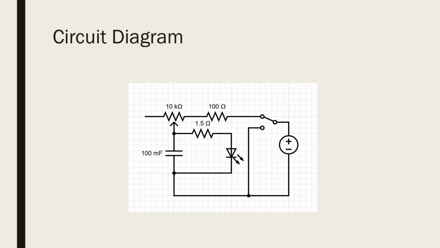In the setting it's currently in, it will lead the current through a 100 ohm resistor, then a potentiometer that can go anywhere from 0 to 10 kilo ohms, and then that goes to a node which either goes to a 0.1 Farad capacitor or an LED in series with a 1.5 ohm resistor.